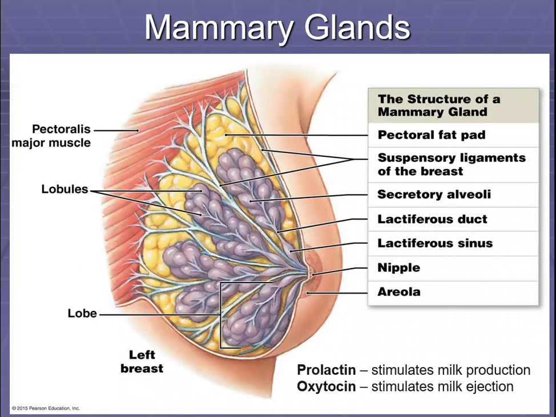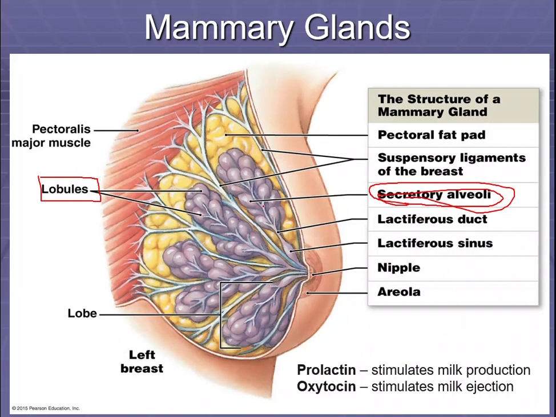Finally, we have the mammary glands. They are responsible for milk production, involved in lactation. So, what are the structures found within the mammary gland? Okay, first we have a pectoral fat pad. So, we have a protective adipose tissue that sits just in front of the pectoralis major muscle. And then we have the secretory alveolar structures. Okay. And these secretory alveolar structures will then combine to create clusters called lobules.